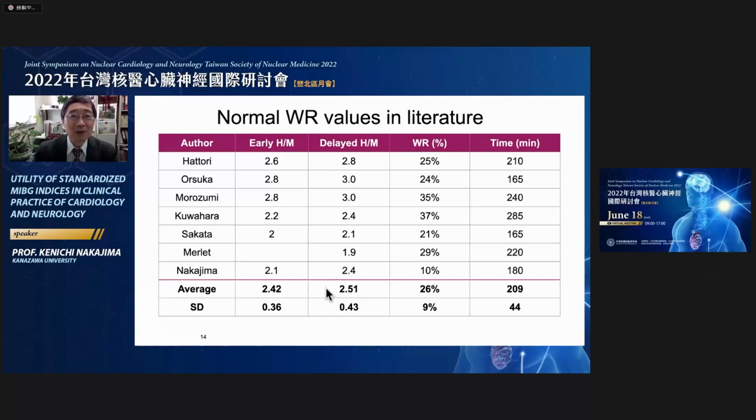It's similar in the washout values, with quite a wide variation in the literature. The mean value will be from 10% to 35%, but some are background corrected, some are decay corrected. It's not so uniform. So we must be careful about the calculation of the washout rate also.